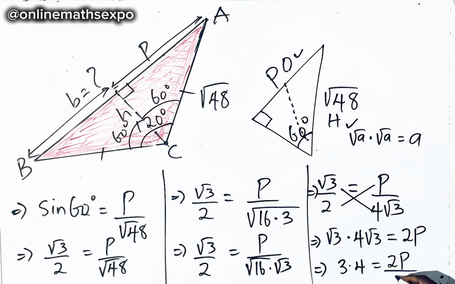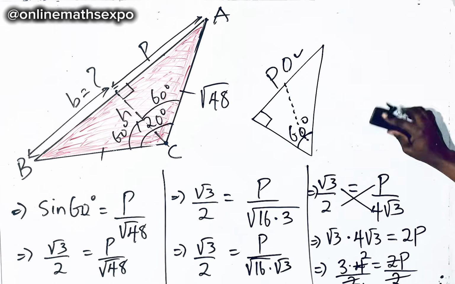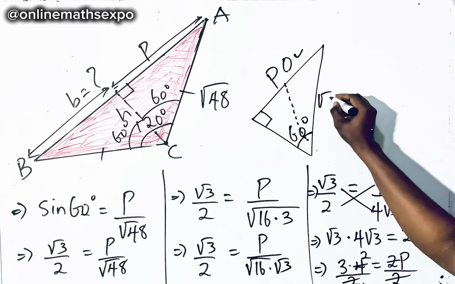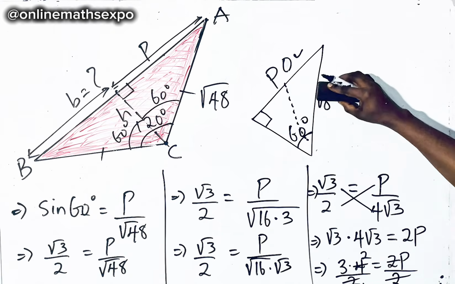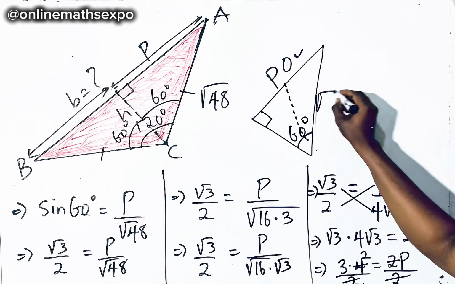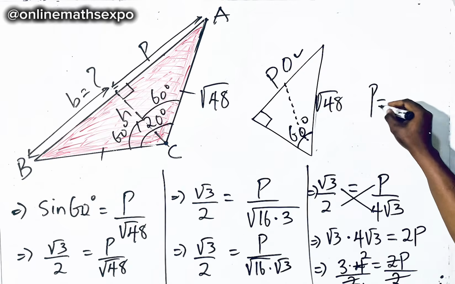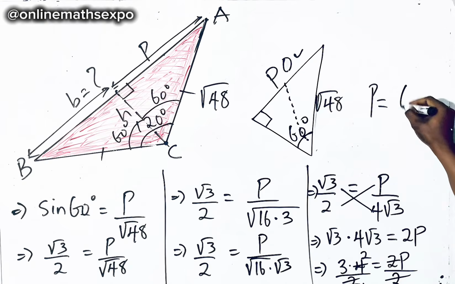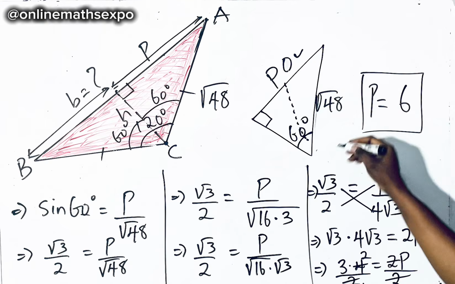To get P, divide by the coefficient. This cancels; this here is 1, this is 2. And 3 times 2 gives us 6. So the value of P, from what we got, 3 times 2 gave us 6. So our P is 6.